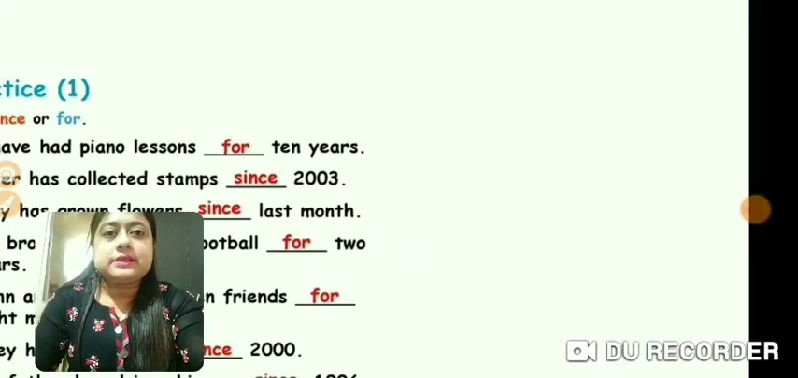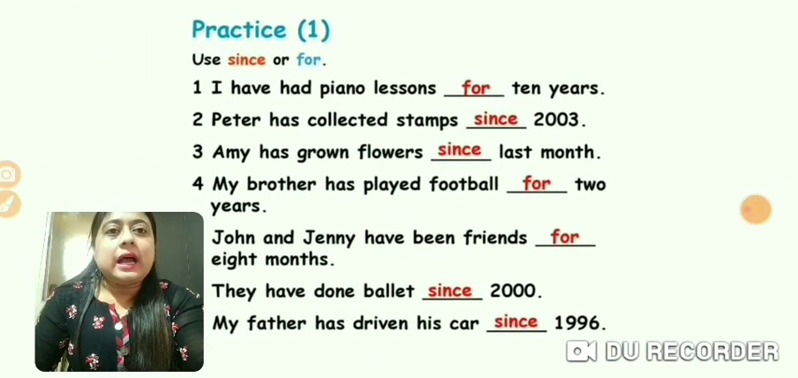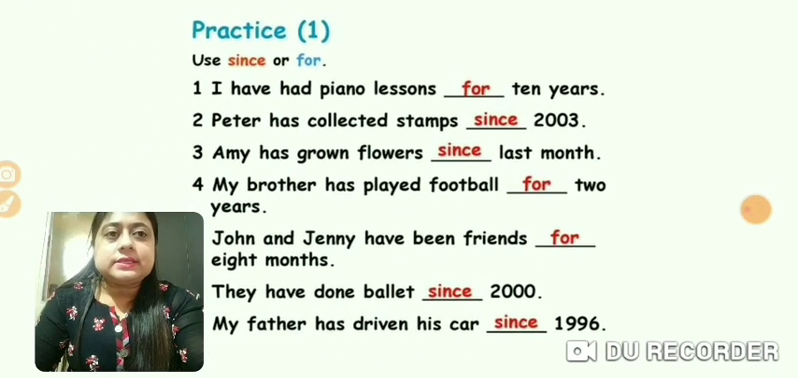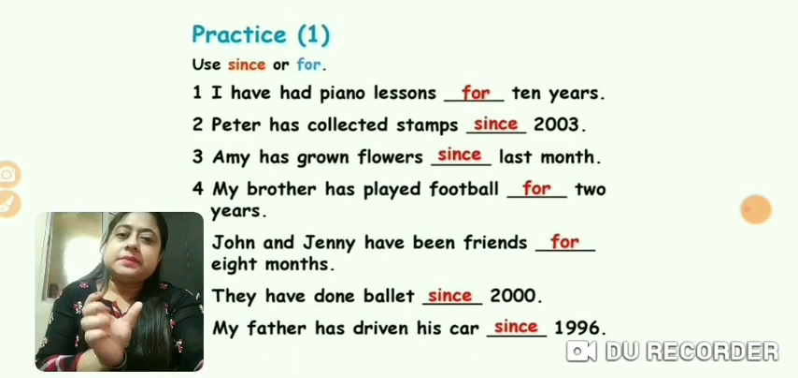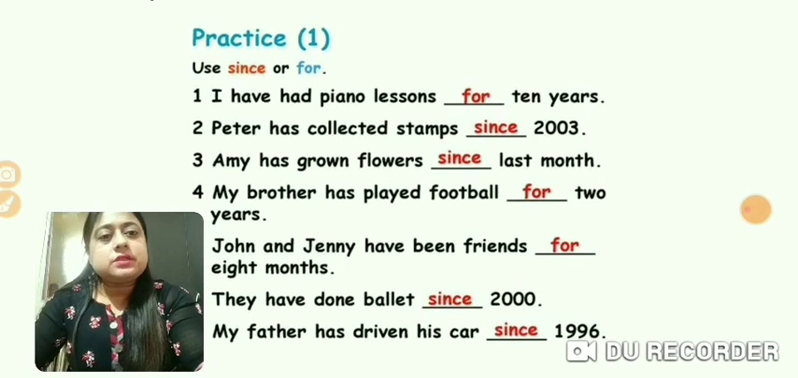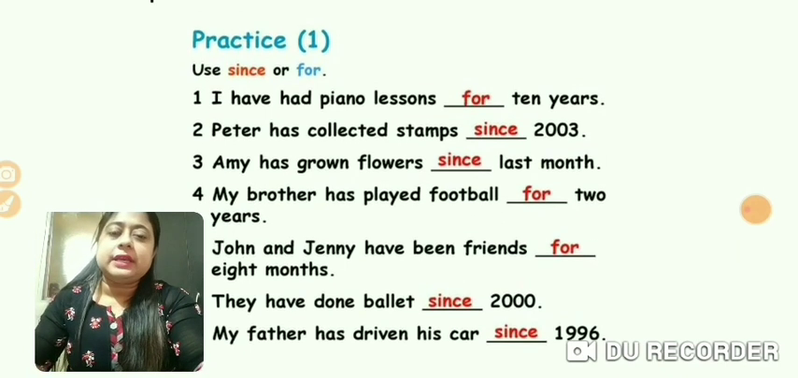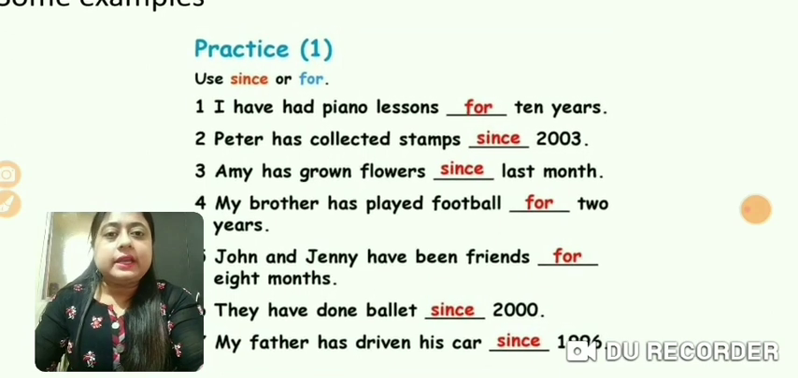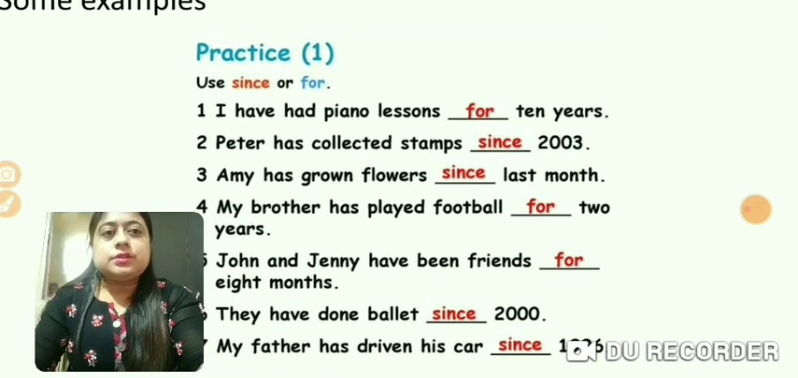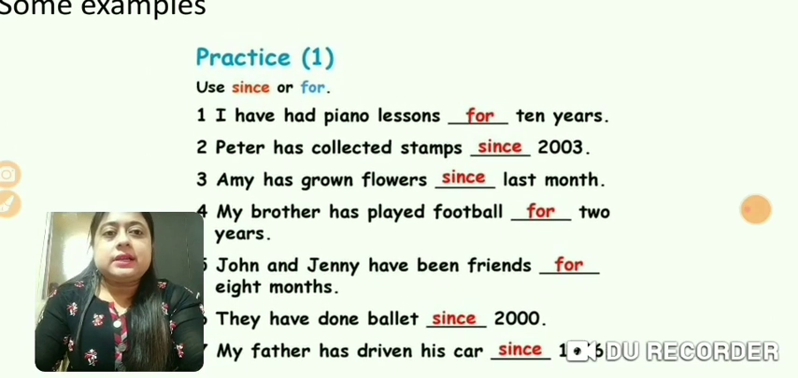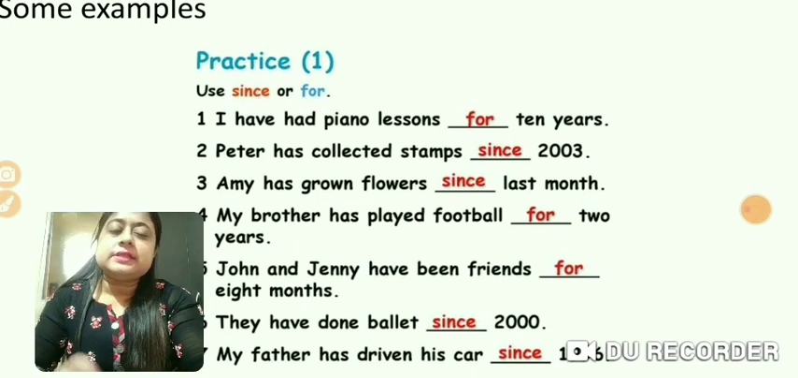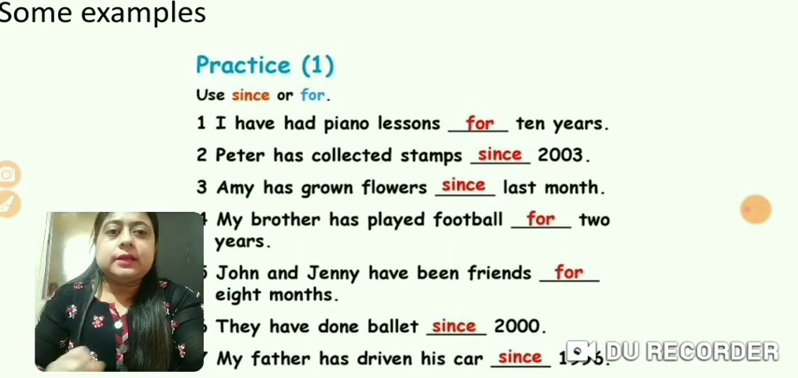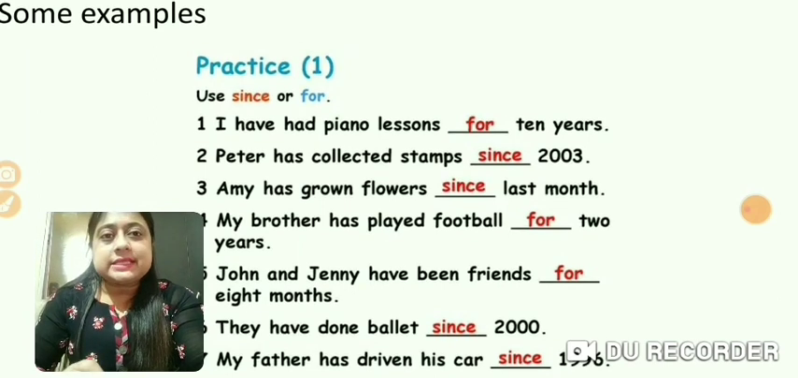Some examples, let us see in sentences. I have had piano lessons dash 10 years. So 10 years is the particular time span, time period. So there we will use for. It is not mentioning any particular date or day or month or time. So we will use for. Peter has collected stamps dash 2003. So 2003 is a particular year. So there we will use since.